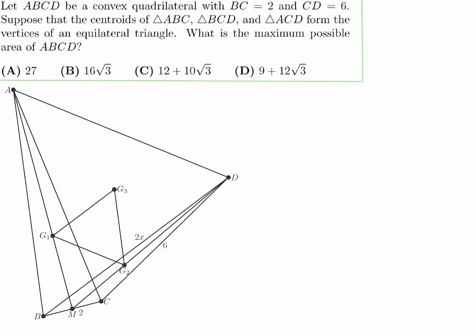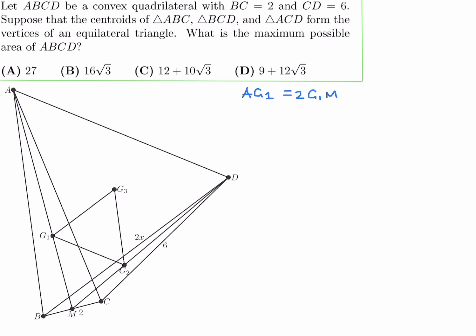Now let's look at a few things here. The first thing I'd like to look at is the fact that AG1 is 2 times G1M. So what does that mean? Well, this is the centroid, right? And the centroid has a property that it always cuts the line that is joining into a 2-to-1 ratio. So that's why I have this formula, that A to G1 is 2 times G1 to M.